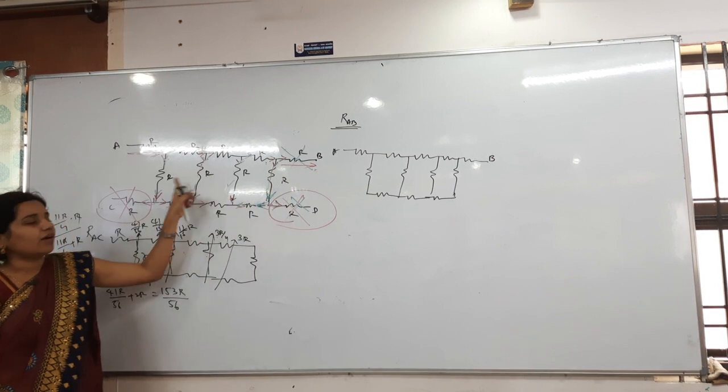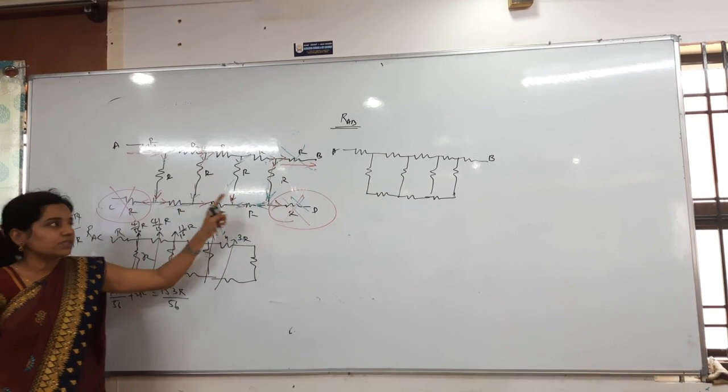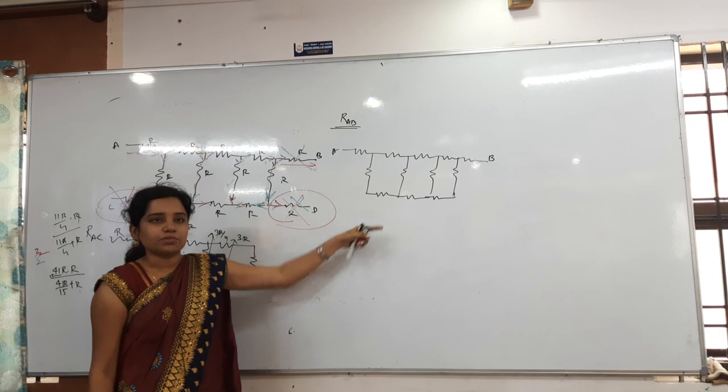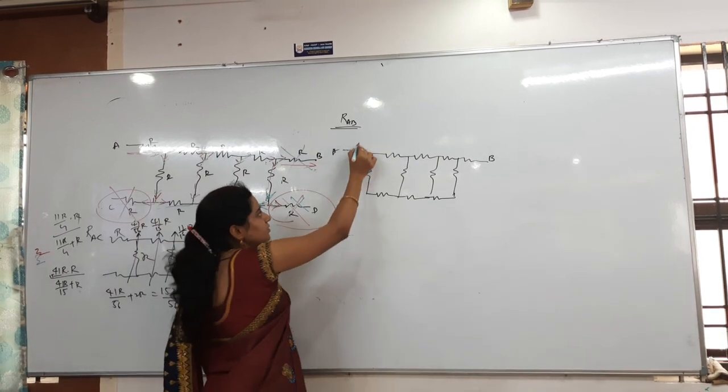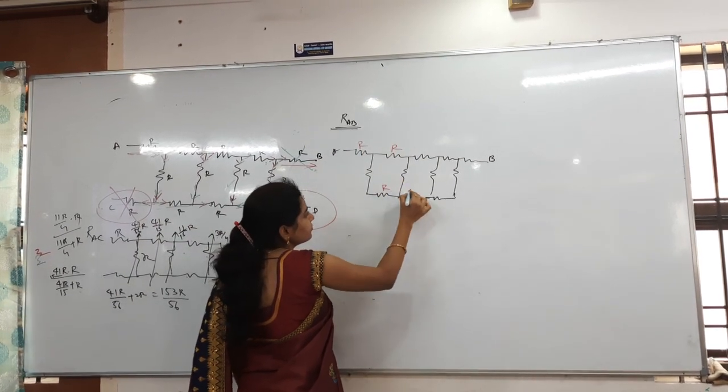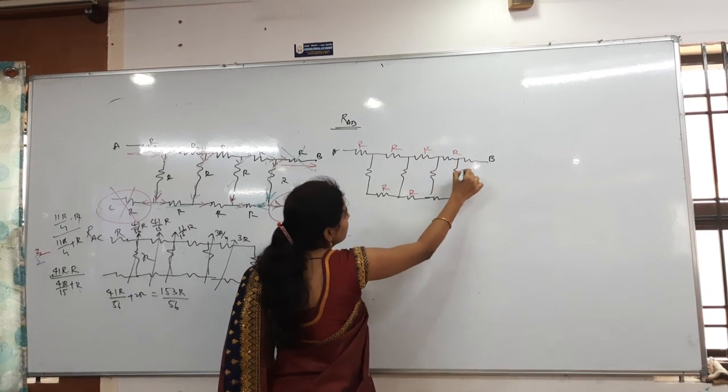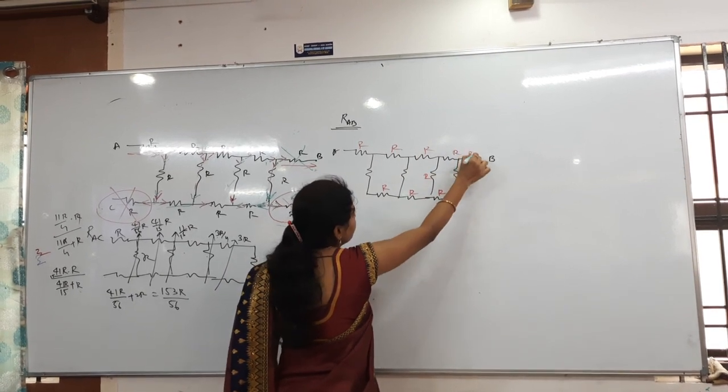And then you have to take all the closed circuits also. So this is your circuit diagram now. Take the resistors as they are again and then solve for the equivalent resistor. What is the answer? 17R by 4.